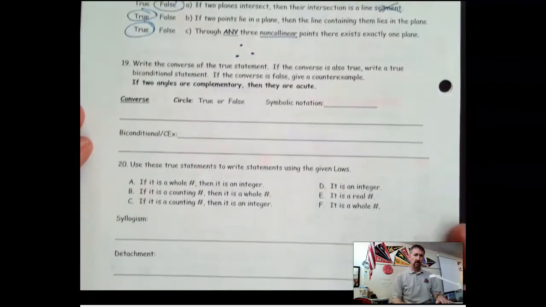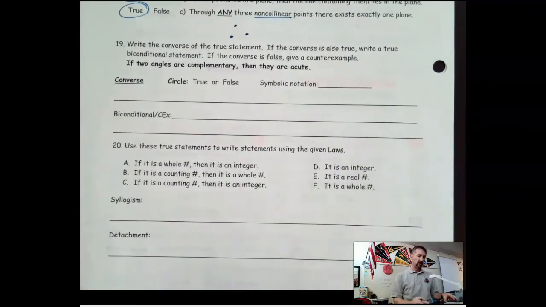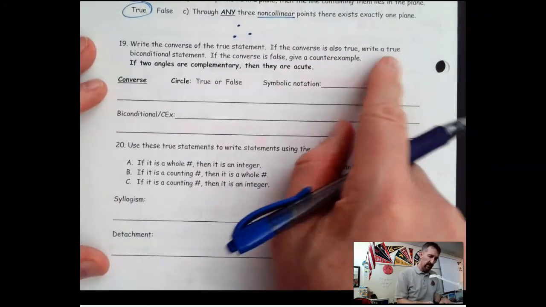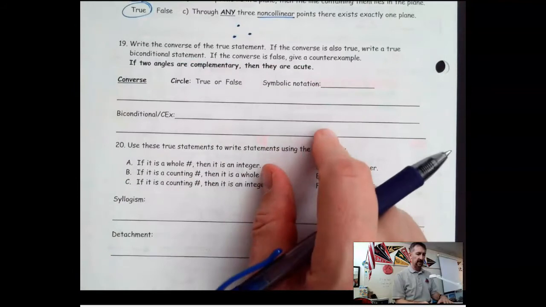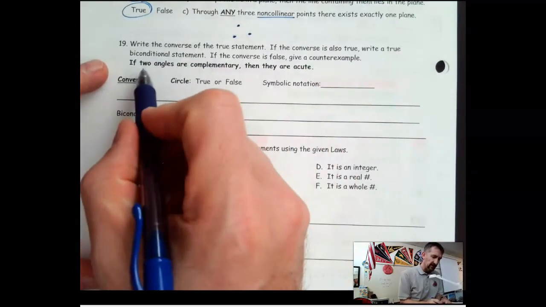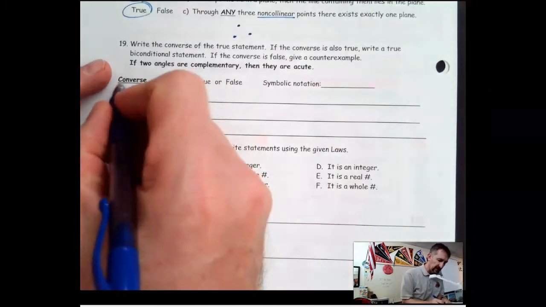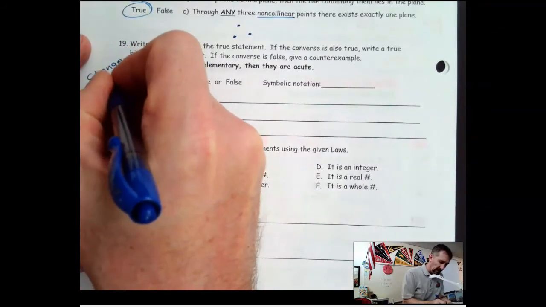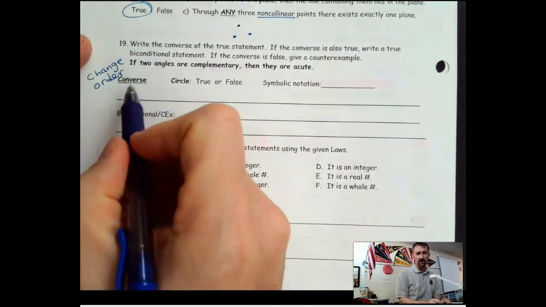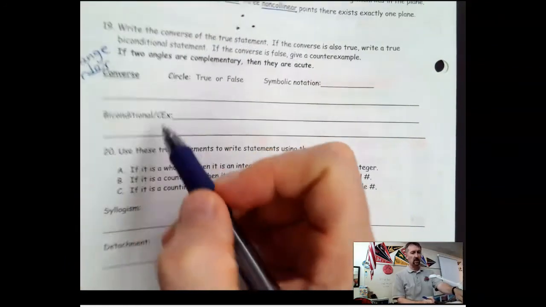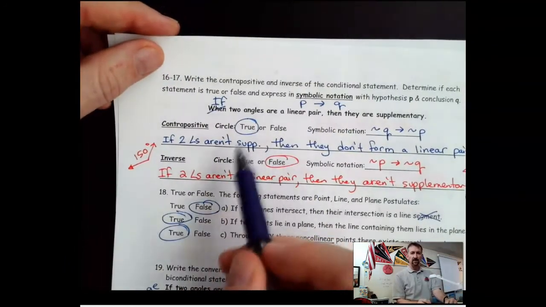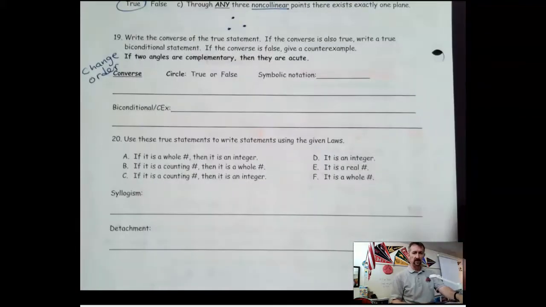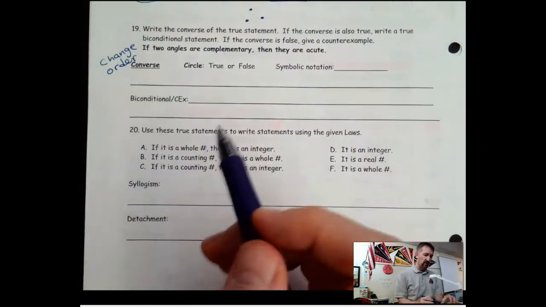Okay, moving right along. Write the converse of the true statement. If the converse is true, write a true biconditional statement. If the converse is false, give a counterexample. So the converse: change the order. Now, you might say contrapositive starts with CO as well, but contrapositive is the longest one. So I remember when I have a contrapositive, I have to both switch them and make them negative. For converse, I just need to change the order.